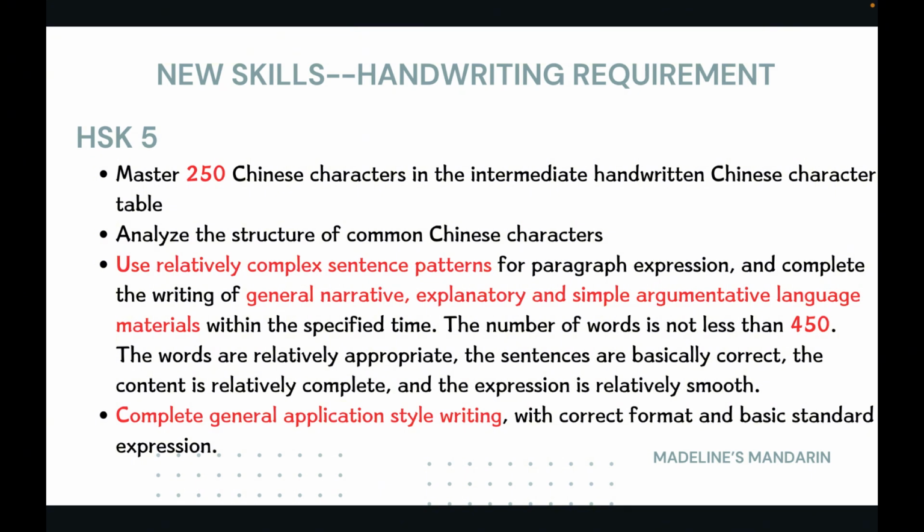HSK 5. You need to master 250 Chinese characters in the intermediate handwriting Chinese character table. Analyze the structure of common Chinese characters. Use relatively complex sentence patterns for paragraph expression, and complete the writing of general narrative, explanatory, and simple argumentative language materials within the specified time. The number of words is not less than 450.